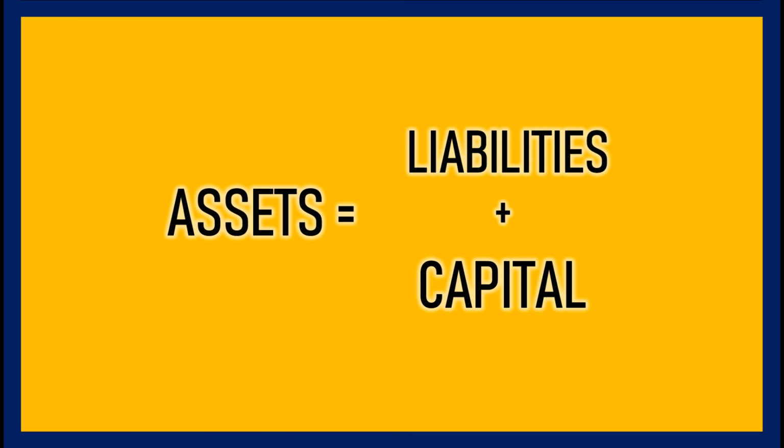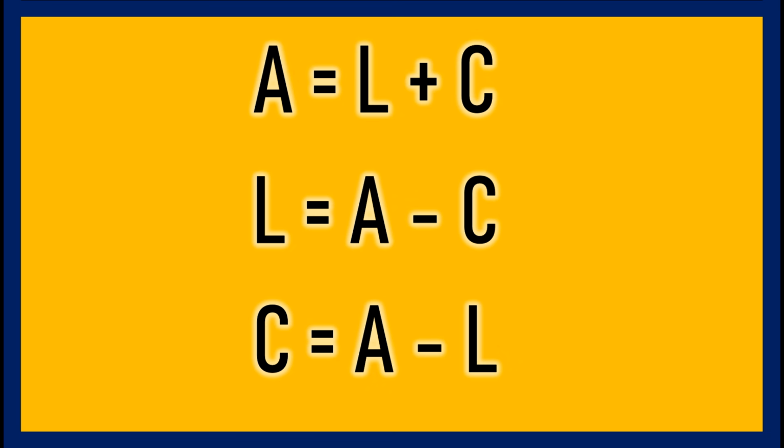Naiintindihan nyo ba? Okay, so an asset is either a claim of creditor or a claim of the owner. Okay? Basta pareho siyang claim. So, the equation is actually A is equals to L plus C. But we can derive the equation into other forms. We have L is equals to A minus C, or C is equals to A minus L. Liabilities is equals to assets minus capital, and capital is equals to asset minus liabilities.